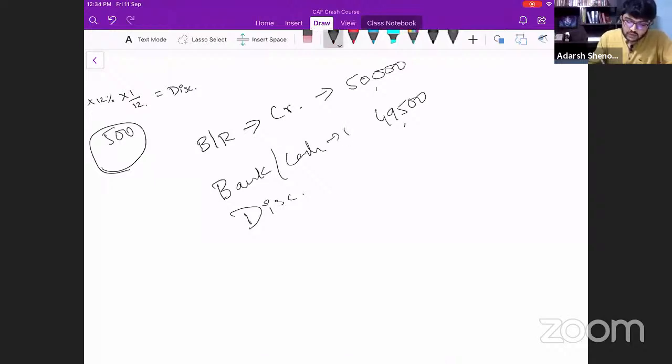Is discount what I've given? Is it my expense? Yes, it is my expense. So you can call it discount allowed, or you can call it rebate allowed also. How much is the discount? 500 rupees.